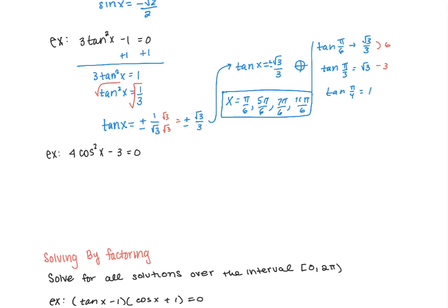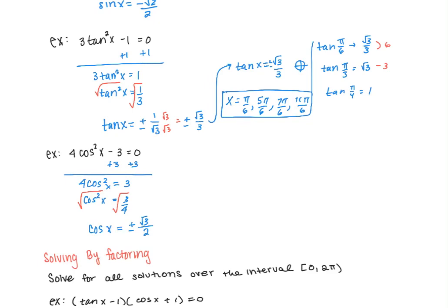Let's take a look at another example here. Now we have cosine squared. So I'm going to add 3 to both sides. I've got 4 cosine squared equals 3. And now I'm going to divide by 4. Cosine squared x is 3/4. Left out the x there. Square root both sides. And do not forget, every time you square root both sides, you have to have a plus or minus. Plus or minus root 3 over 2, because the square root of 4 is 2.